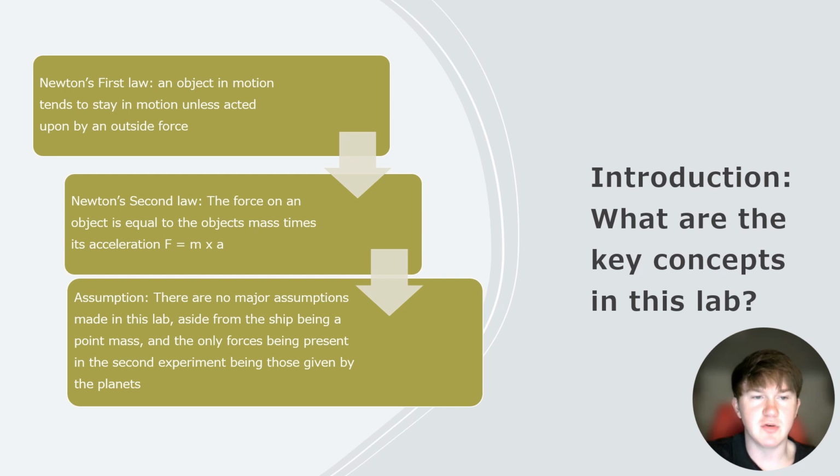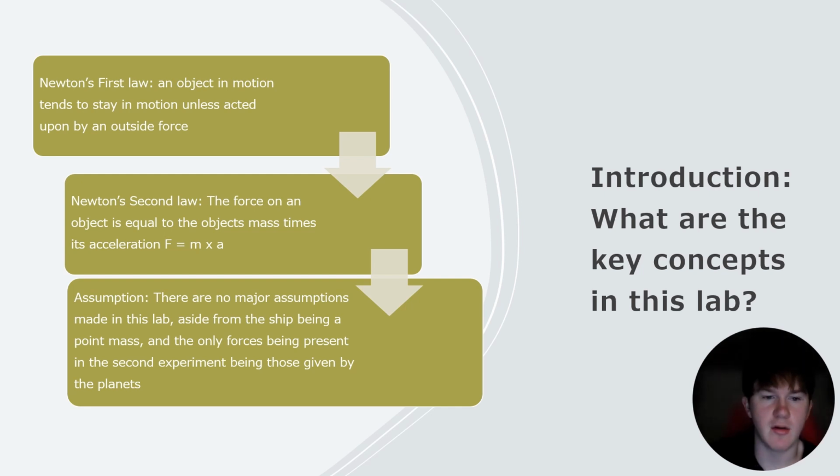So, what are some key concepts we use in this lab? Well, we use Newton's first law: an object in motion tends to stay in motion unless acted upon by an outside force. Newton's second law: the force on an object is equal to the object's mass times its acceleration. And we made some assumptions, no major ones, aside from the ship being a point mass and the only forces present in the second experiment being those given by the planets.